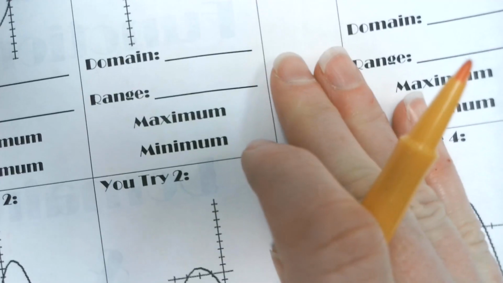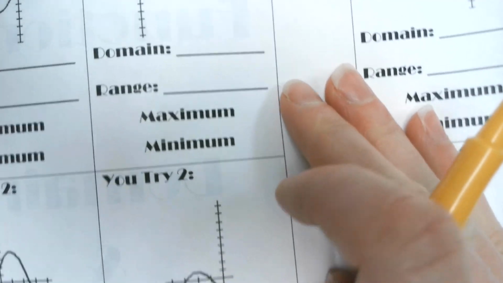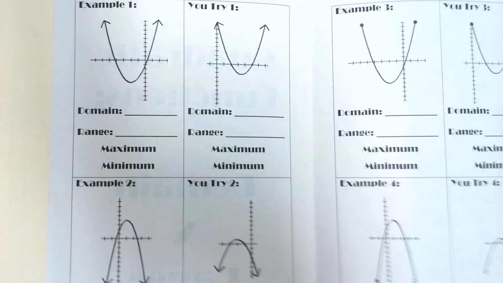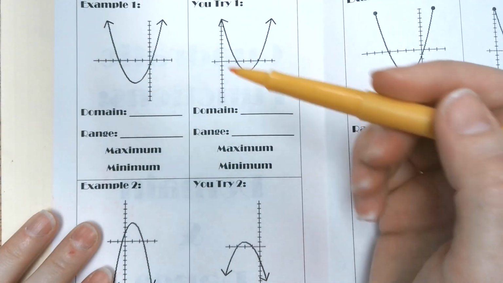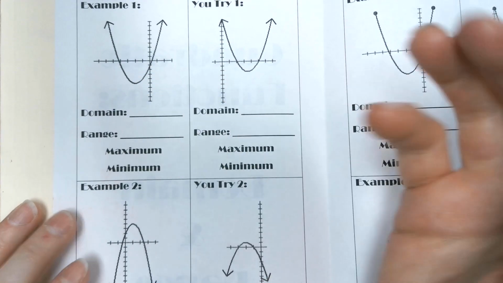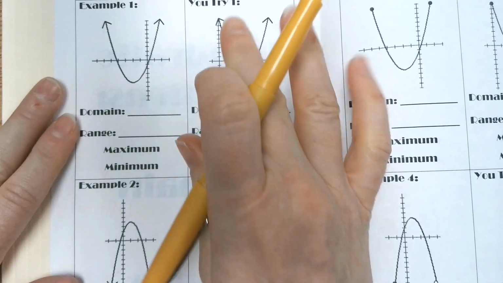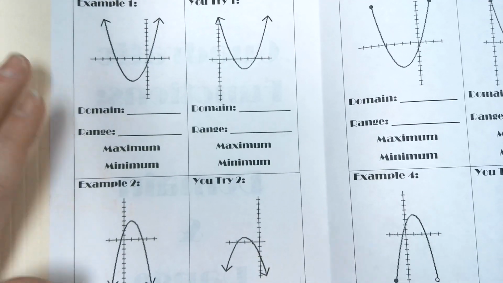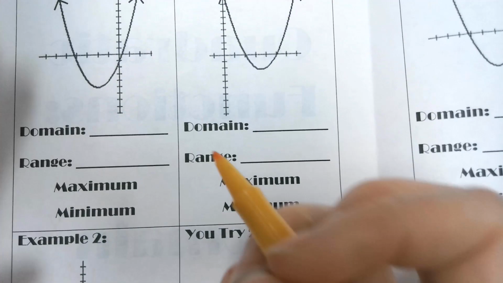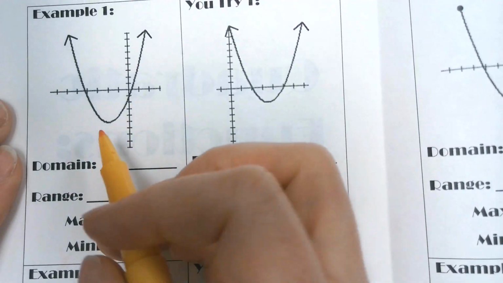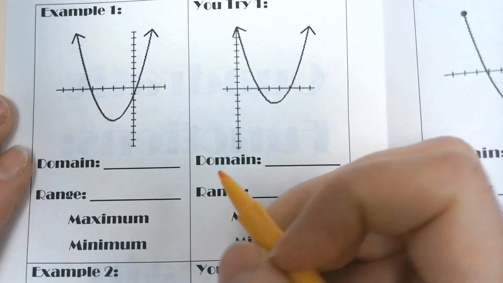All right, look at example 1 and 2. So we have 1, you try. All right, we're just going to do the examples, and then you're going to finish out with the you try. All right, example 1, domain.